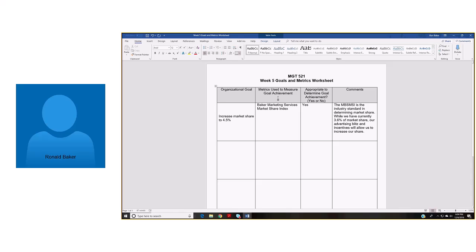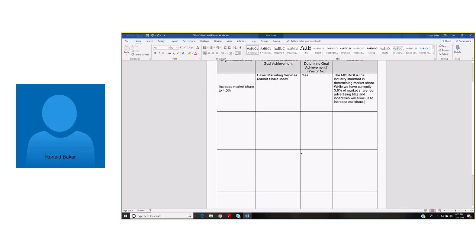Is the measure appropriate to determine goal achievement? In this case, yes. And then I explain here in the comments. The comments are not necessarily required for every organizational goal, but I'm using them here to show you how they might be helpful in understanding. So I'm talking about this index here. The MBSMSI is the industry standard in determining market share. We have currently 3.6% of market share, but our advertising blitz and incentives will allow us to increase our market share. So it's pretty simple, pretty basic, and I just need 3 organizational goals.